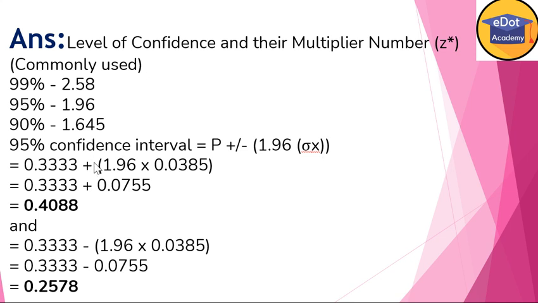One time we have taken plus here, and second time we have taken minus. So we calculate for the plus and also for the minus. In probability, it is Z into standard error. One time you add, other time you subtract.